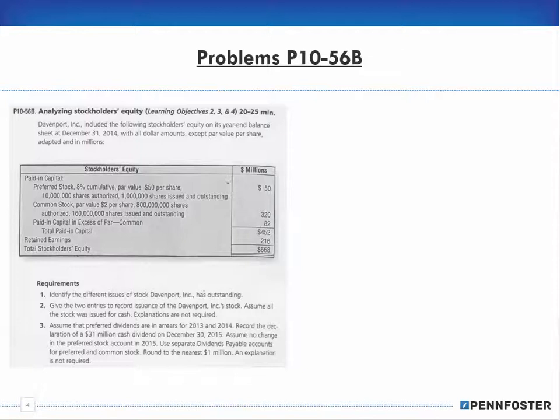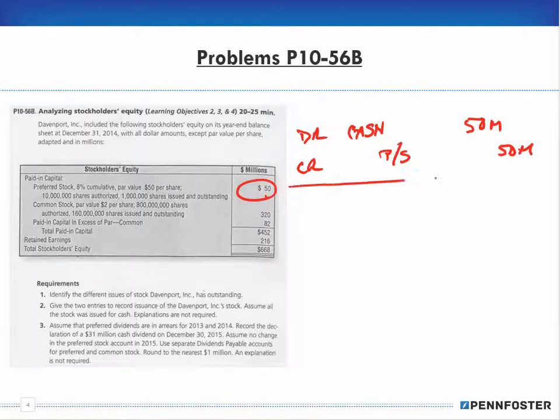So for preferred stock, there's $50 million in there, so it would have been a debit to cash because that's what Davenport would have received. So that's for 50 mil. And there would have been a credit to preferred stock for the 50 mil. That's all there is to the issuance of the preferred stock at par value.